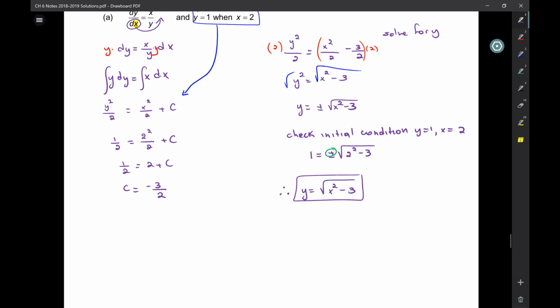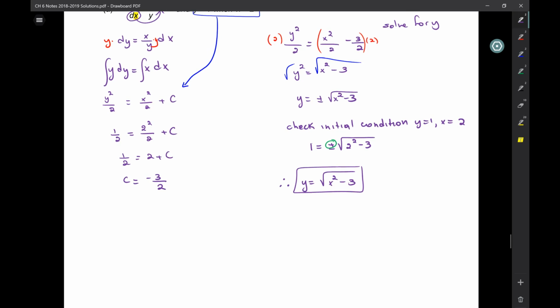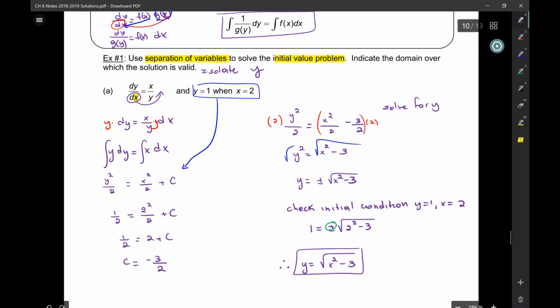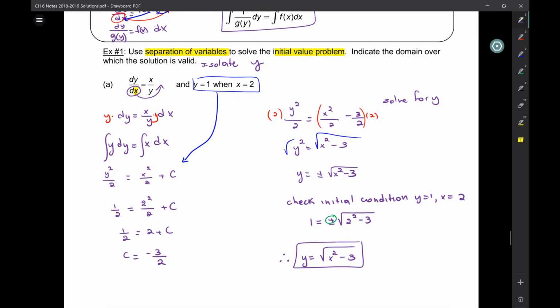No, because what you want is a particular solution. You want an equation like y of x. Okay? So, let's run through the process for a minute. We separate the variables. We integrate like we did yesterday. We find c.